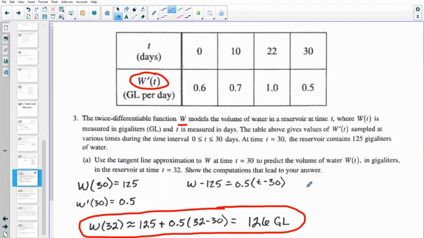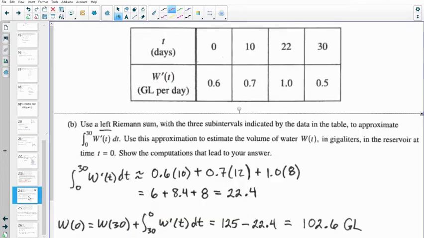I wrote this out also. I'm not sure if this would be required, but this is just my point slope form of a line. y minus y1 equals the slope times x minus x1, except instead of x's and y's, we've got w's and t's. I don't know if you would need this, but I thought it'd be safe to write that down. And then you see that if I go from here to here, I'm just moving that 125 over to the right side, adding 125, and then plugging time equals 32 into the equation. So that is part A.